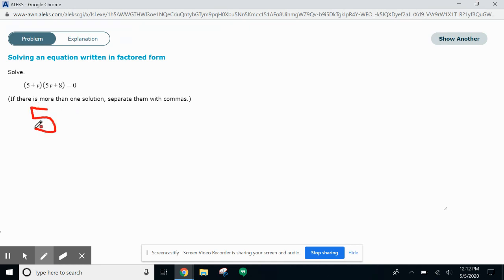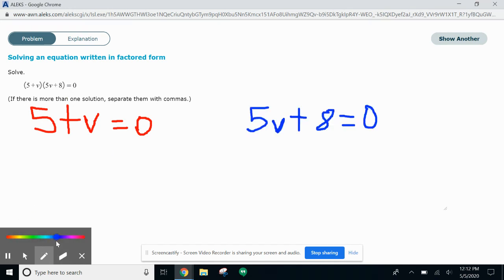We're going to have 5 plus v, and that's going to equal 0. And then we're also going to have 5v plus 8 equals 0. So now we have two different problems here. No matter which one equals 0, the whole solution will make 0.